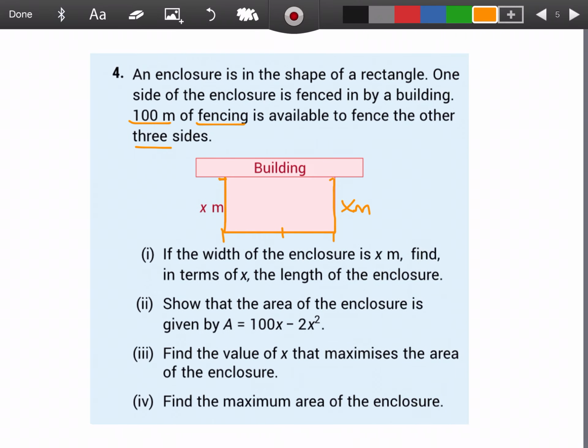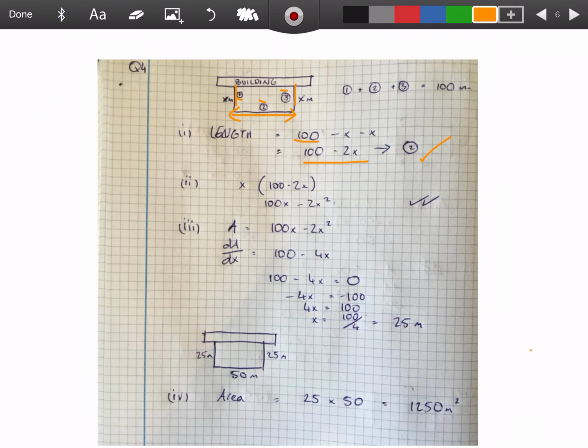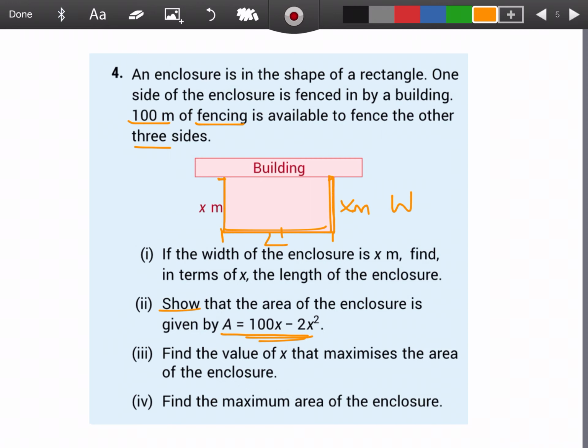Next part. Show that the area of the enclosure is given by A equals 100x minus 2x squared. Again, show. So I've been given my answer. I just have to make sure I get that. If I get that, I know I've done it fully correctly. I'm getting area, so I've got to do length by width. X is my width, and the length is 100 minus 2x, so I just multiply those out. 100x minus 2x squared, and that fits what was given to me in the question, so we're happy.